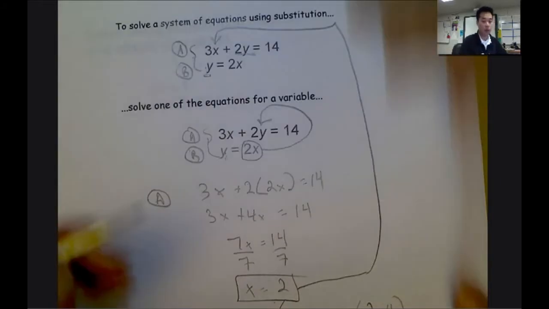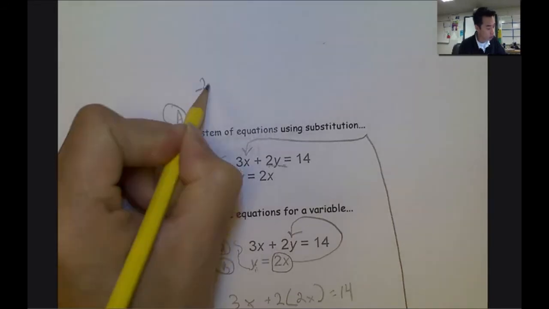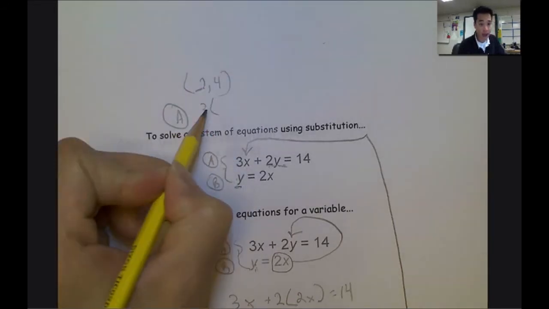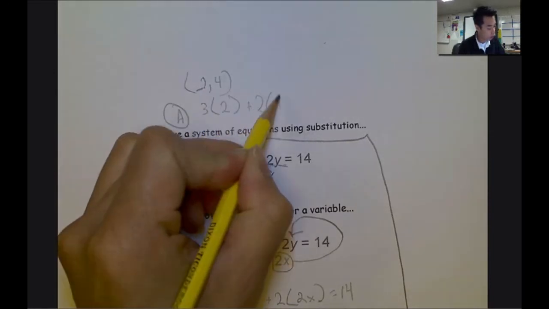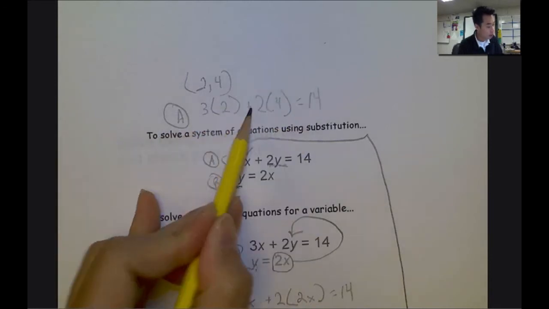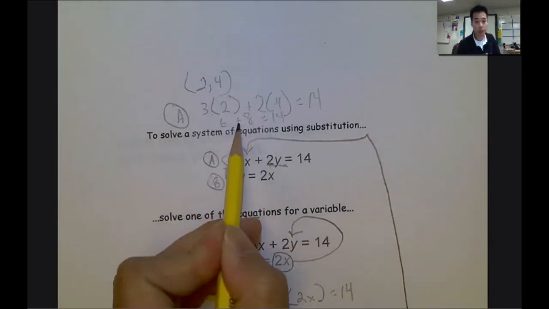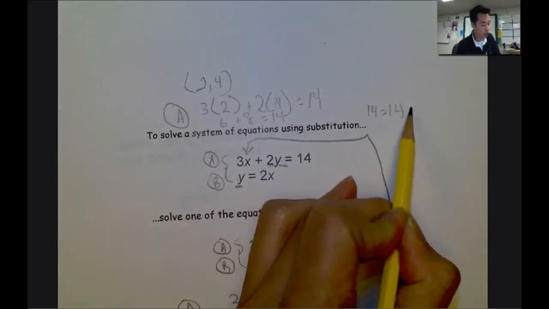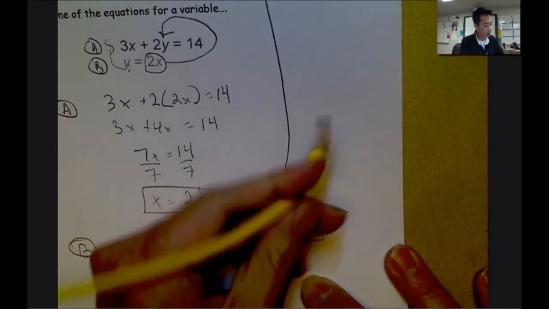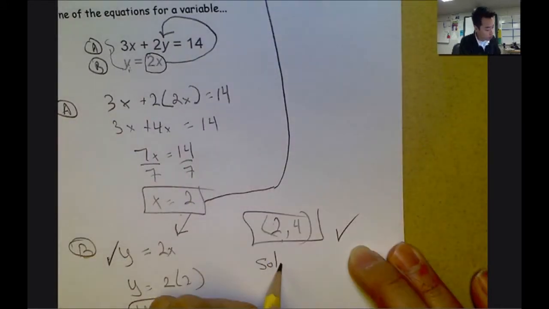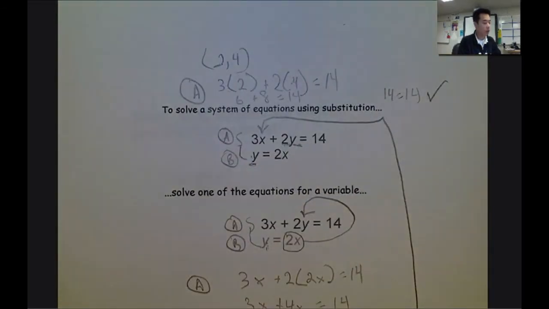Okay, so let's do the second one, equation A. Equation A, I'm going to check now using (2, 4). 3, instead of x, I'm going to write 2, plus 2 times, instead of y, I'm going to write 4, equals 14. Mathematically, 3 times 2 is 6, plus 2 times 4 is 8, and 6 plus 8 is 14, equals 14. Check. So I know that (2, 4) is definitely my solution point. This is my solution point for this system.